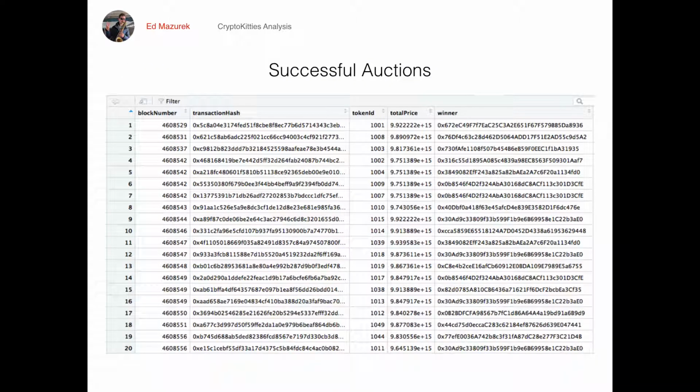With those three ingredients combined, you get data sets like this. Here's a list of just 20 rows of successful auctions on the CryptoKitties smart contract. So I pulled that data set down. By the way, I'm totally unaffiliated with CryptoKitties. I have no authority for why I'm up here right now.